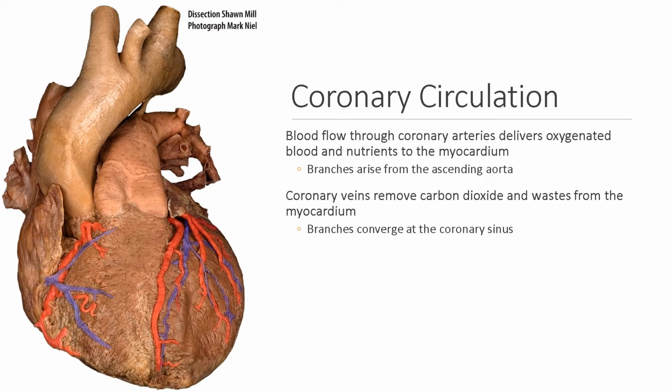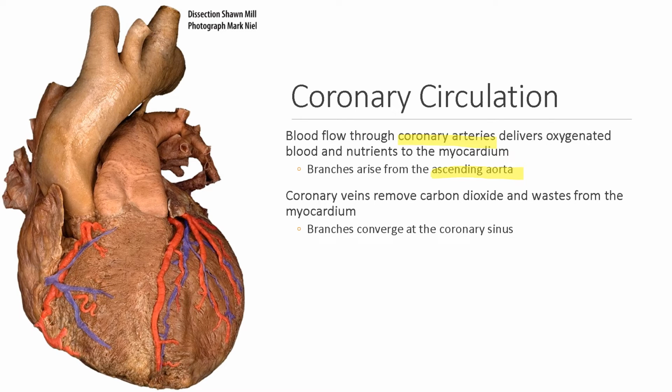Now the nutrients are not able to diffuse quickly enough from the blood in the chambers of the heart to supply all the layers of cells that make up the heart wall. So because of this, the myocardium has its own network of blood vessels, and this is called the coronary circulation, also known as the cardiac circulation. Now the coronary arteries are going to branch from the ascending aorta, and they're going to encircle the heart, kind of like a crown encircles the head.